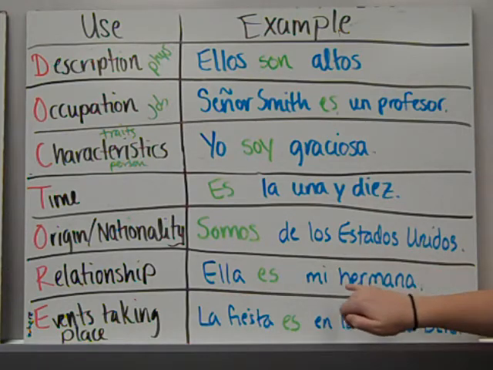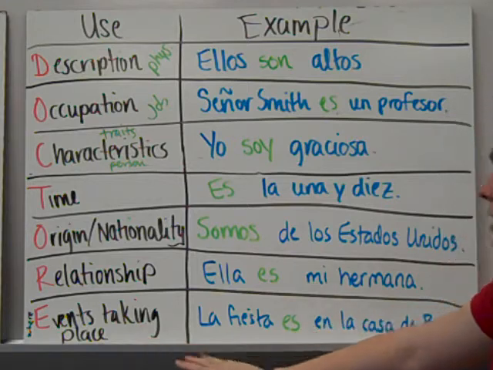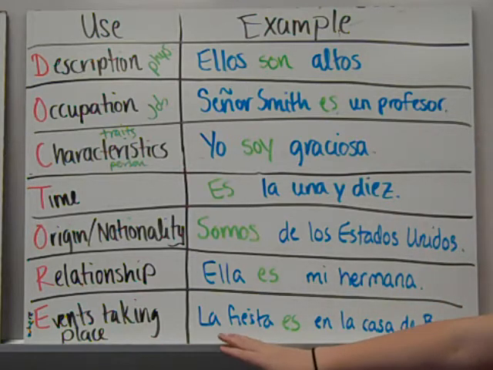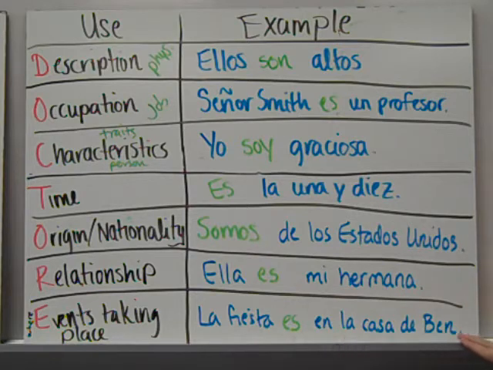Relationship. Ella es mi hermana. She is my sister. And where an event takes place. The only location that's not estar. La fiesta es en la casa de Ben. The party is at Ben's house. Remember that with possession of things, you have to tell me what it is and then who it belongs to. So Ben's house, you wouldn't write Ben's casa, it's la casa de Ben.